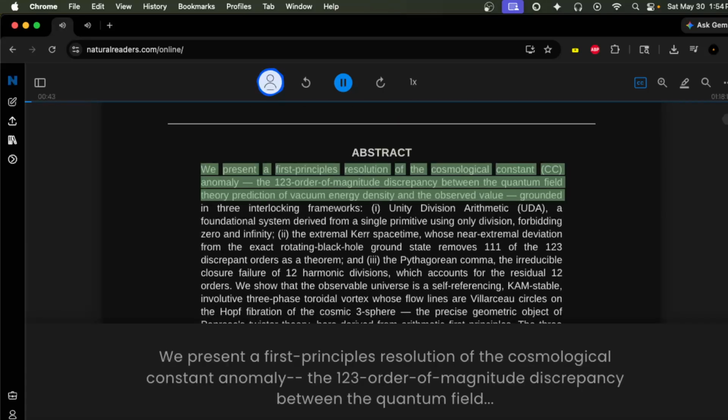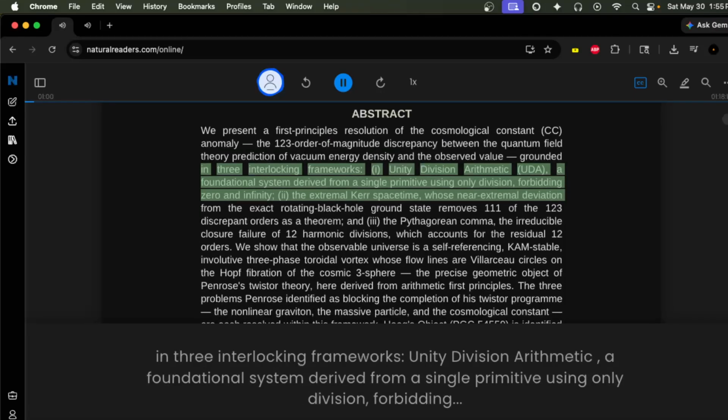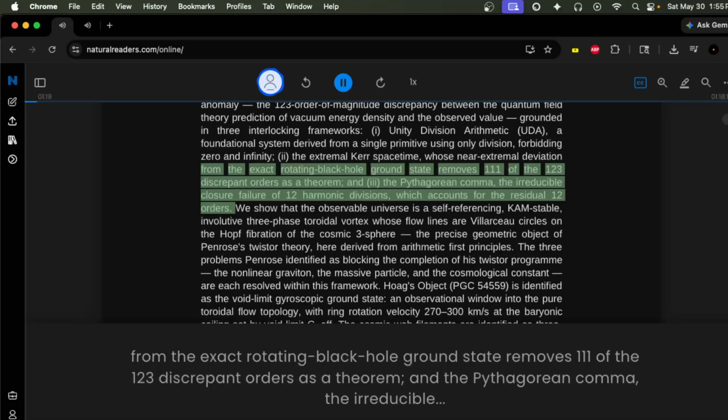Abstract. We present a first principles resolution of the cosmological constant anomaly, the 123 order of magnitude discrepancy between the quantum field theory prediction of vacuum energy density and the observed value, grounded in 3 interlocking frameworks: Unity Division Arithmetic, a foundational system derived from a single primitive using only division, forbidding 0 and infinity; the extremal Kerr spacetime, whose near-extremal deviation from the exact rotating black hole ground state removes 111 of the 123 discrepant orders as a theorem; and the Pythagorean comma, the irreducible closure failure of 12 harmonic divisions, which accounts for the residual 12 orders.